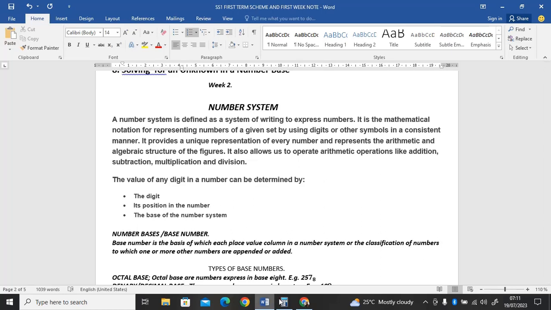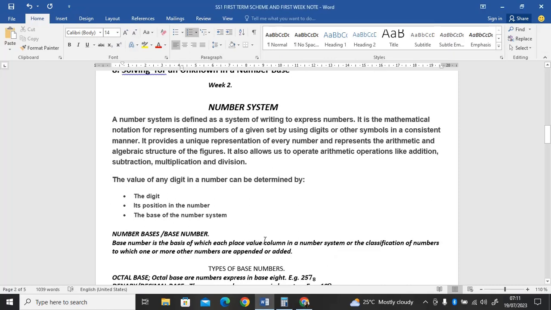So for example, let me bring out my Jamboard. Let's assume you're given 4, 3, 1. Now the position of this 4 here is hundreds. This one is units, this is tens, that is what position is talking about. This number is 431, and ordinarily, unless it is stated, it is in base 10. There is a small 10 at the bottom of it. So that is what base number is talking about.